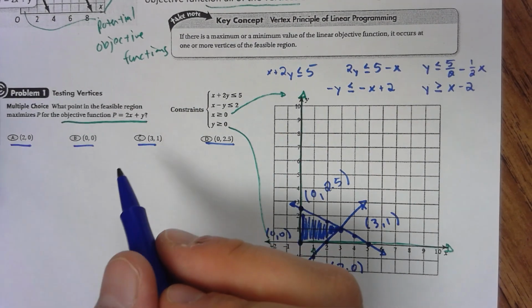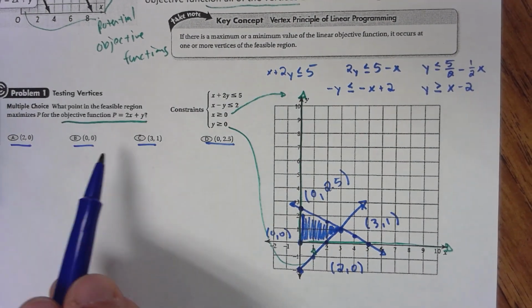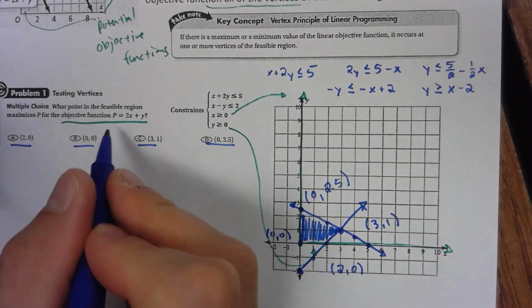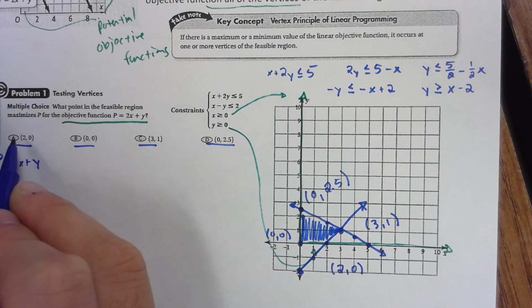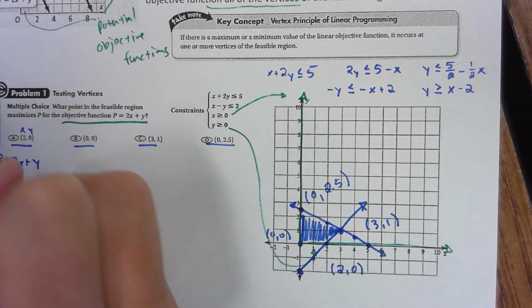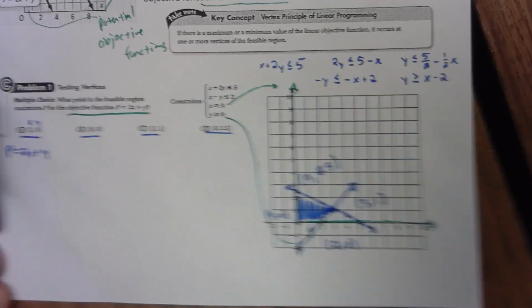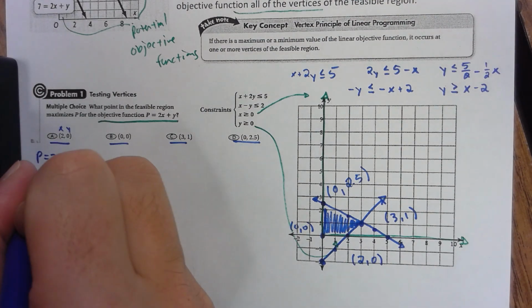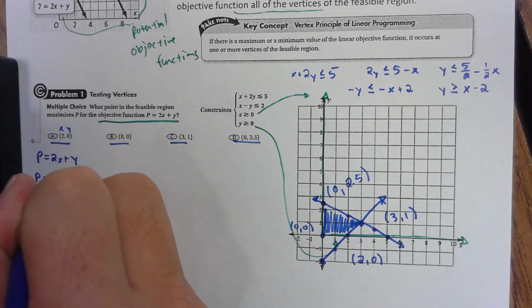Now, if you notice, the objective function has 3 variables. But using the vertices, we have an x and a y, allowing us to solve for that third variable, in this case p. So what we'll do is take our objective function, p equals 2x plus y, and sub the x and the y into these equations and see what value of p we end up getting. We are looking for the one that's going to give us the largest value of p. So p equals 2 times 2 plus 0, so in this case p equals 4.